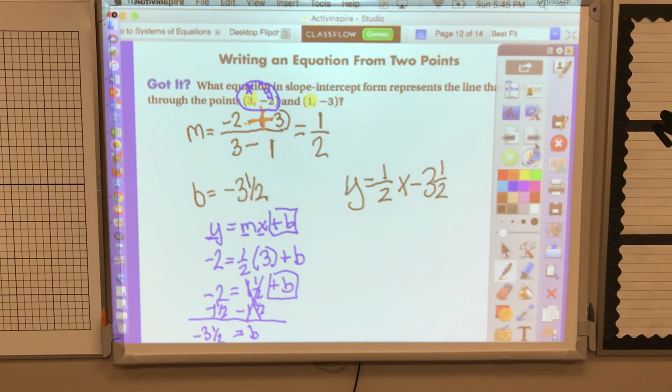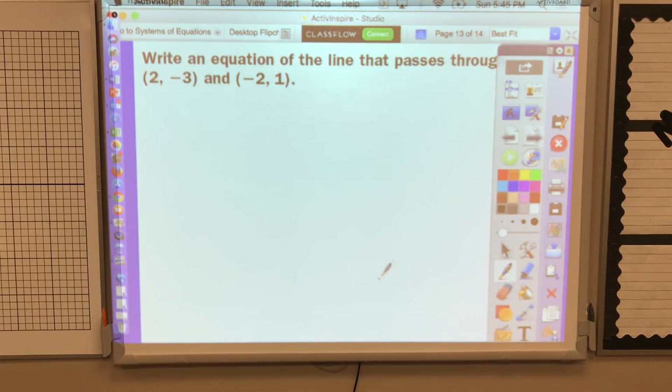Let's try one more like that. Write an equation of a line that passes through (2, -3) and (-2, 1). So I need to find m, and I again need to find b. m, y minus y over x minus x. First ordered pair, -3 is y, 2 is x. Formula subtraction, second ordered pair, y is 1, x is -2.